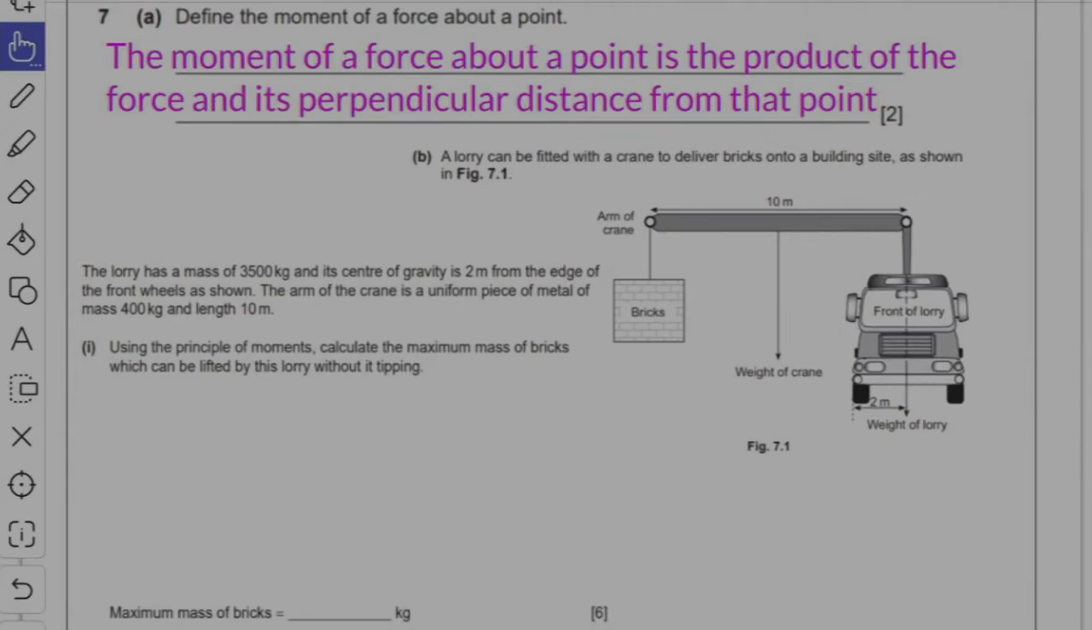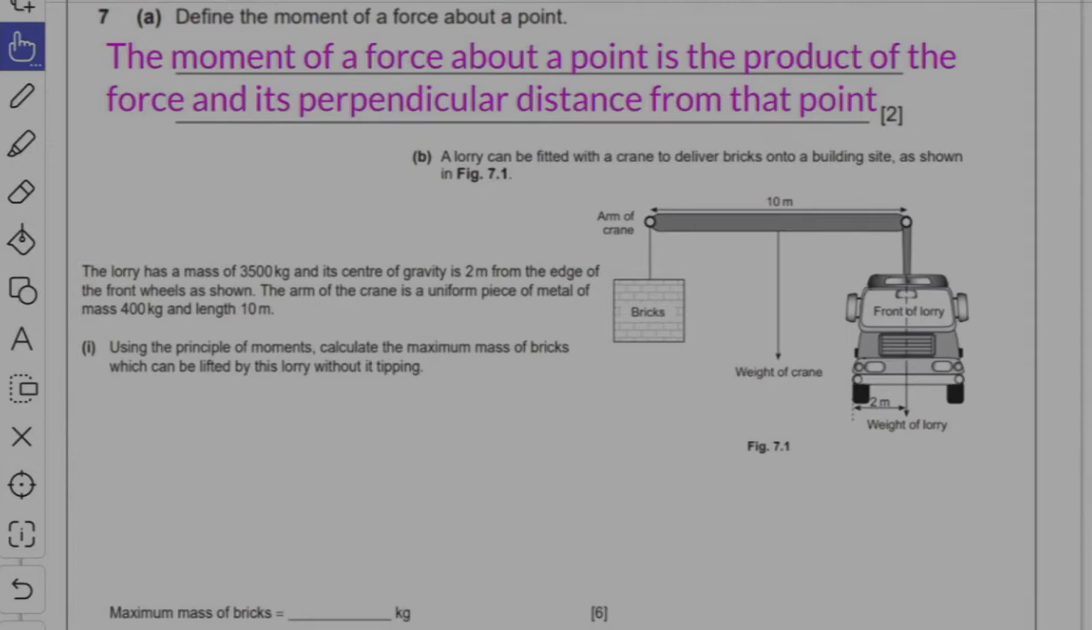Part B then, a lorry can be fitted with a crane to deliver bricks onto a building site as shown in figure 7.1. I'm sure you've seen these things. They have a sort of little crane mounted just behind the cab that can lift stuff off the back of the lorry. The lorry has a mass of 3,500 kilograms and its center of gravity is 2 meters from the edge of the front wheels as shown.